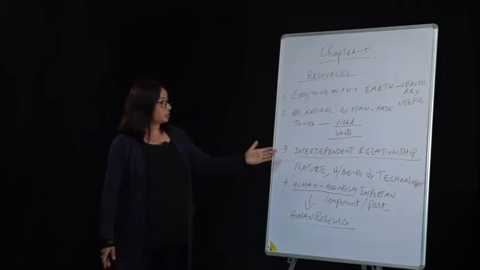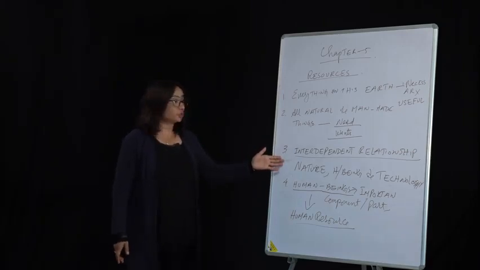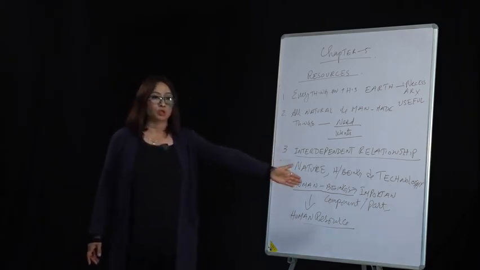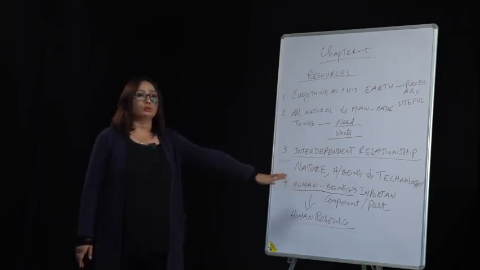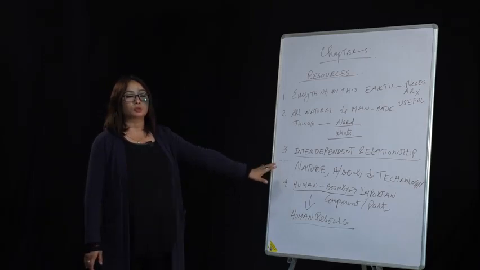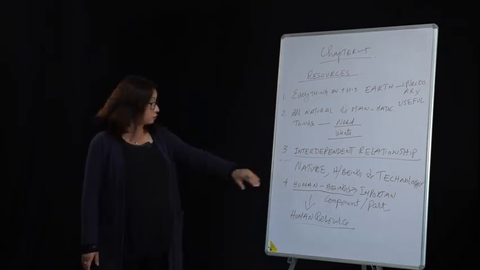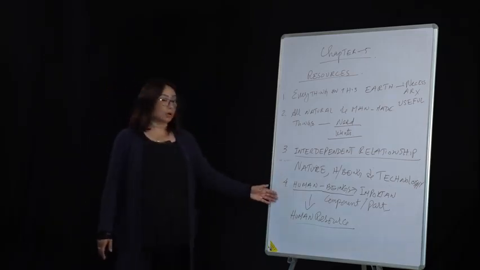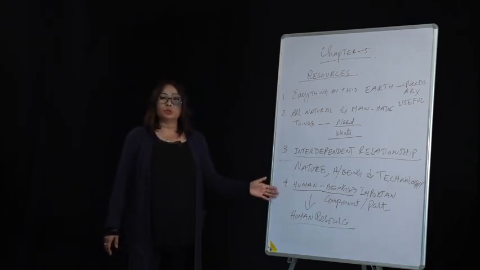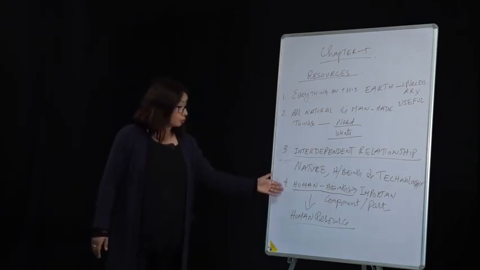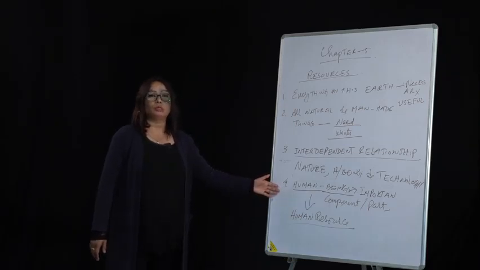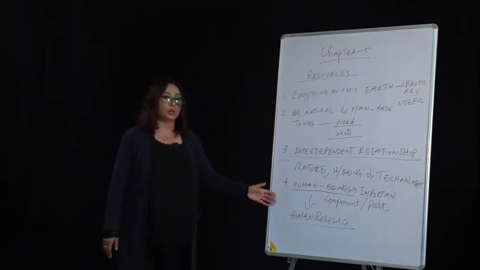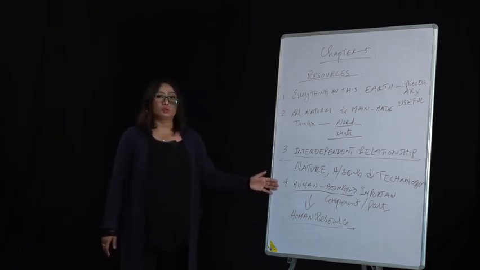And so the third point is the interdependent relationship between nature, human beings and technology, because all three are necessary in order to convert or transform things or substances in nature into useful products. Now, human beings are called human resource because they are an important component of resource development. Why? Because with their intelligence and the use of technology, they are able to convert all the things that are there in nature into useful substances.